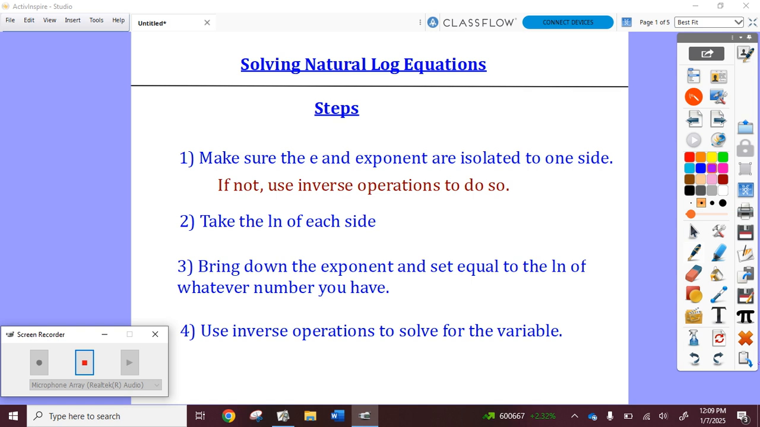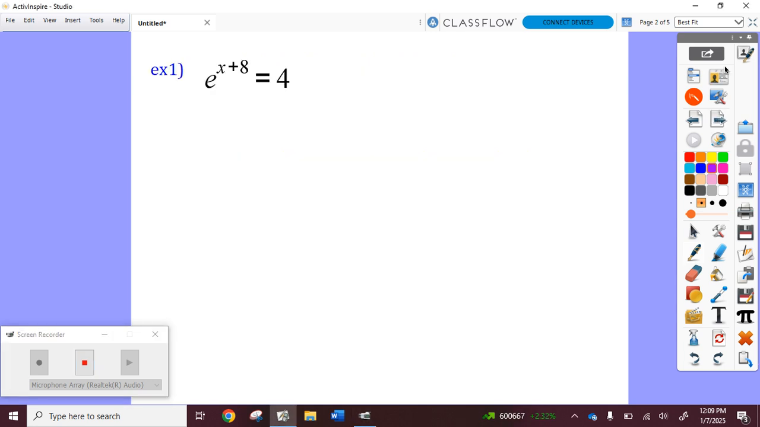So let me show you what that looks like. Example 1 here says, I'm going to make sure my e is by itself, and it is. Even though I've got this funky exponent here, there's nothing else in front of the e or back here being added or subtracted to the e. The exponent is different, so this is alone.